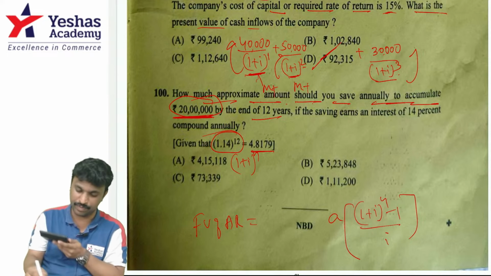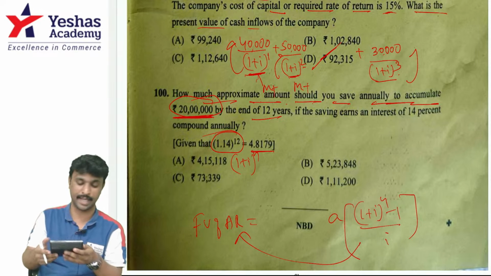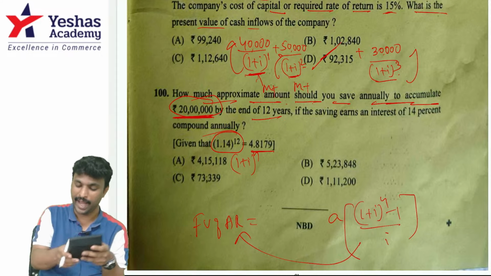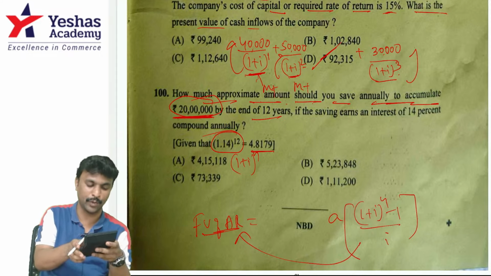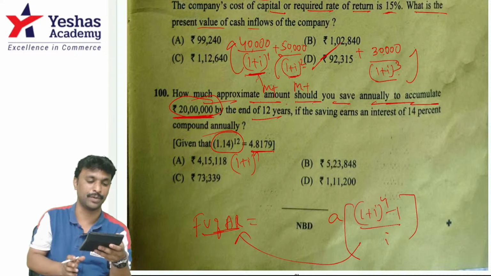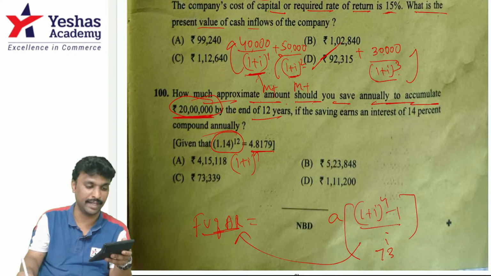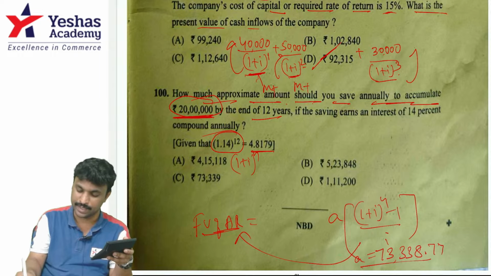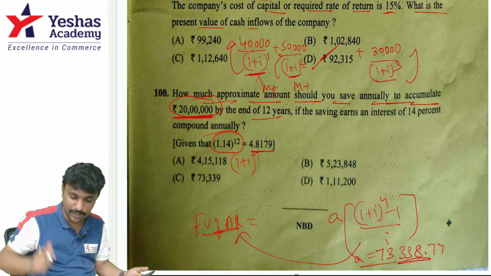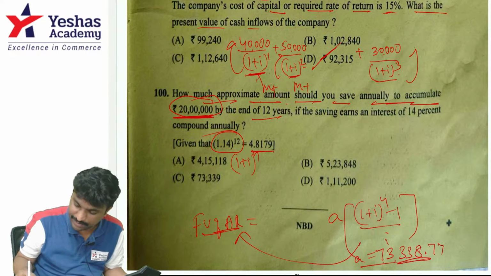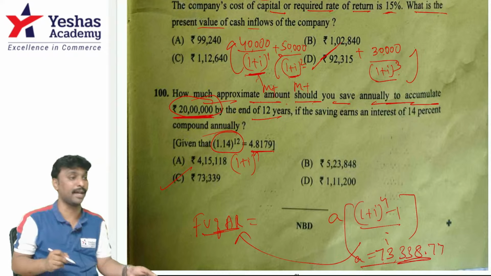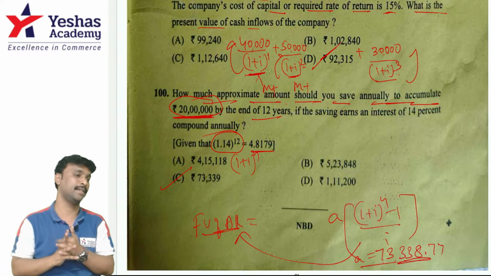Then this has to be transposed to the other side. How do you do it? Divide, equal into what is the FV of AR? 20 lakhs, sir. 2 followed by 6 zeros. Done. Press equal. That will fetch you 73,338.74. This is the saving that you have to do annually. So 73,339 is the nearest answer. Option C is the correct answer.